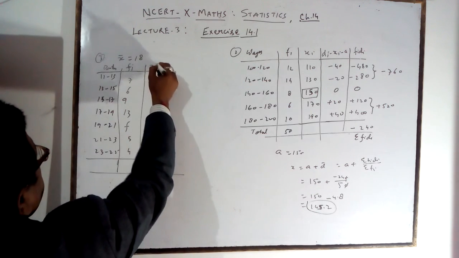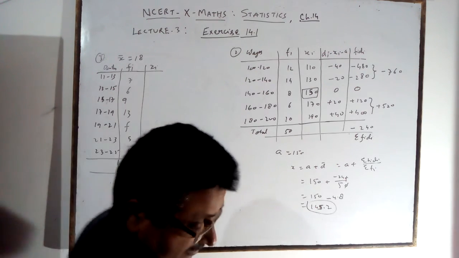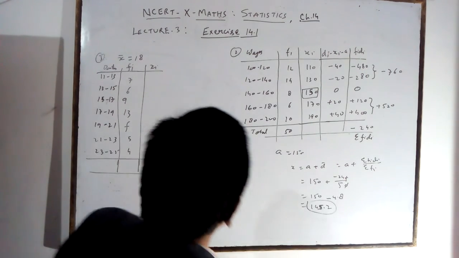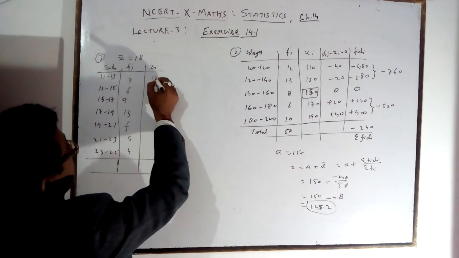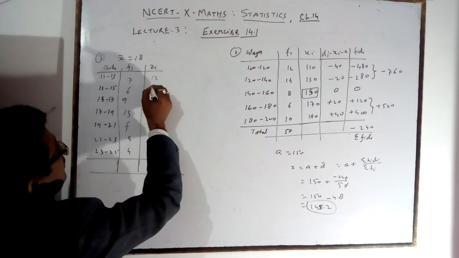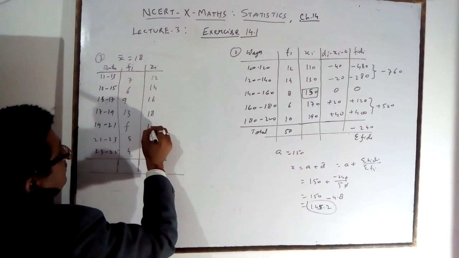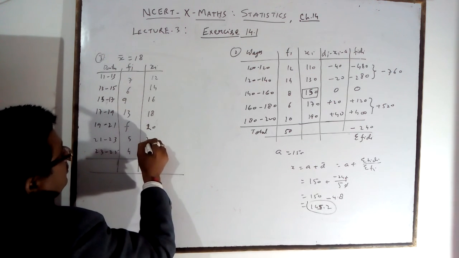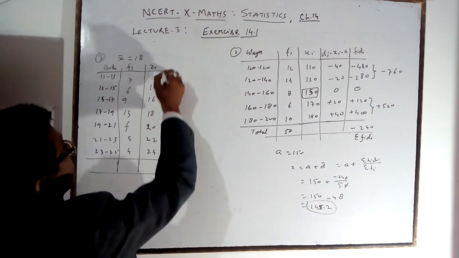So xi will be calculated first. You want to find out f here. So what will you do here? Xi: 12, then 24 by 2 is 12, plus 2 is 14, 16, 18, 20, 22 and 24. This is xi.